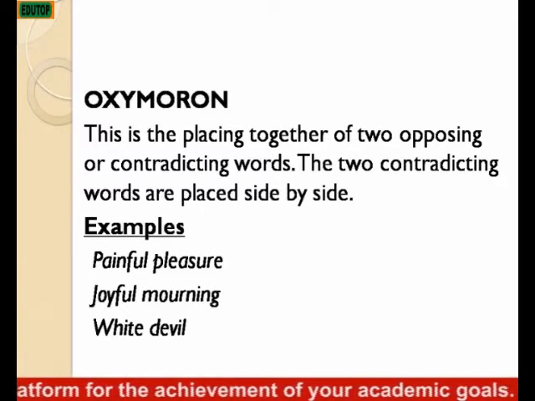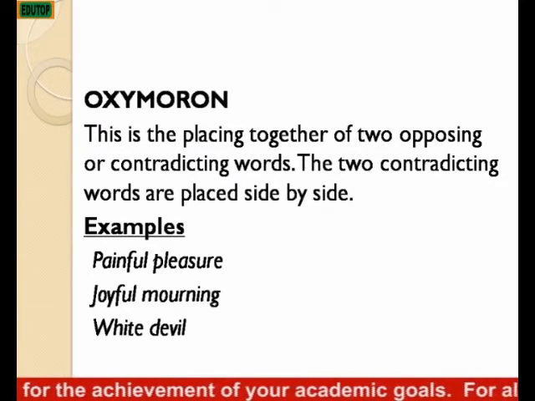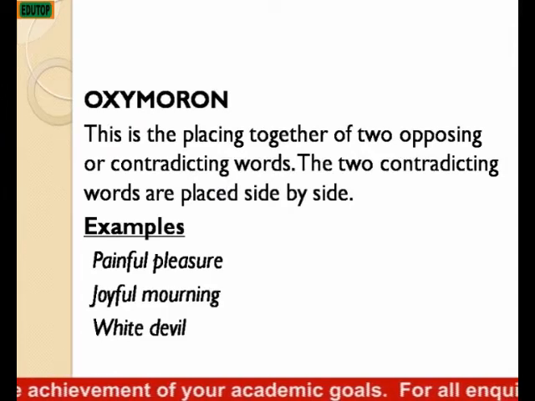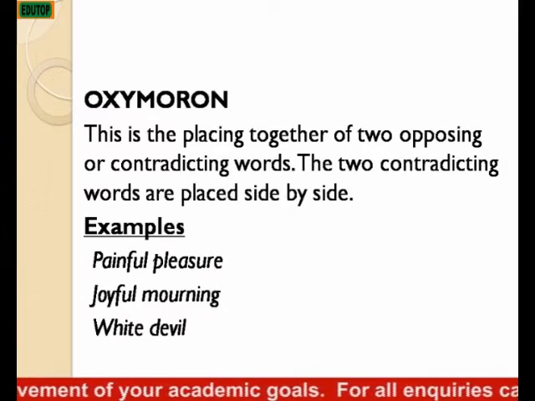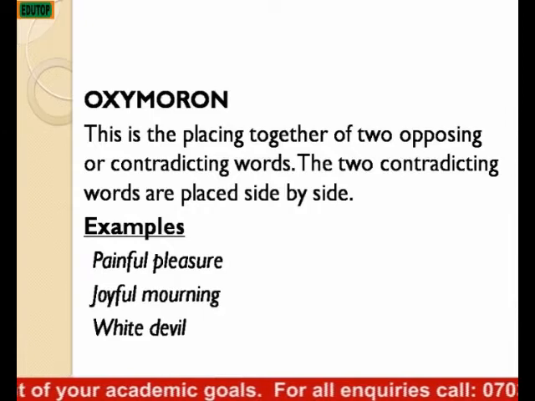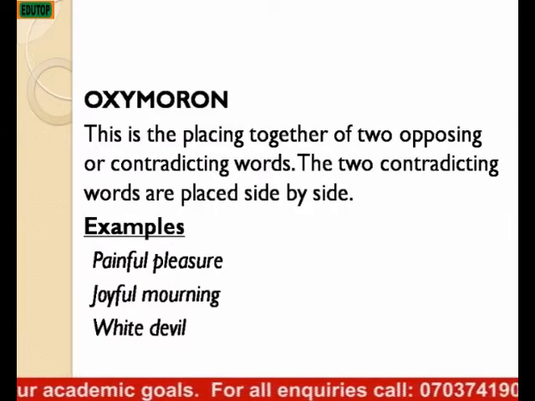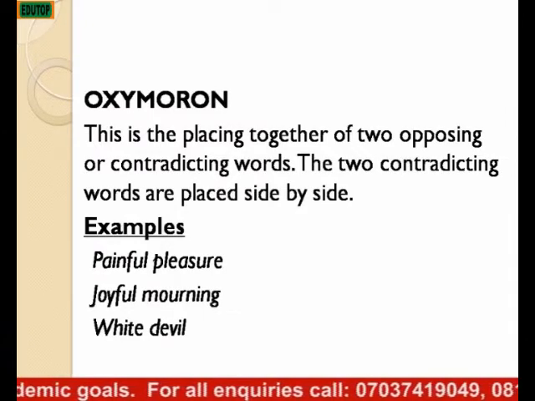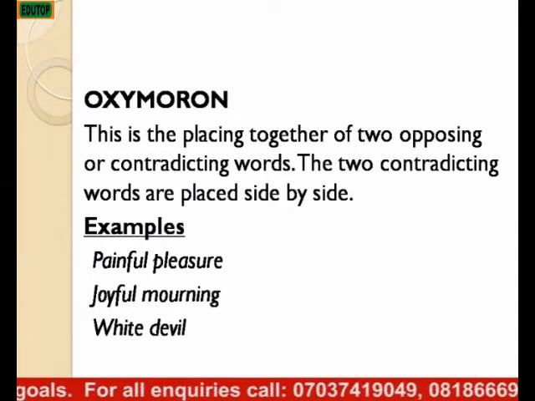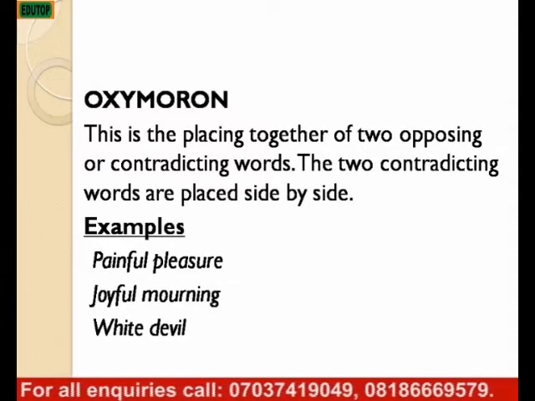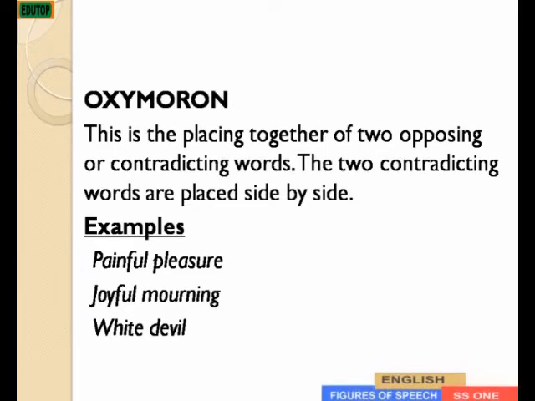Other examples are joyful mourning. Mourning should be something that is a result of a sad event, and joyful is like happiness. When you are happy, you express it by being joyful. So joyful mourning is an example of oxymoron, because they both oppose each other.